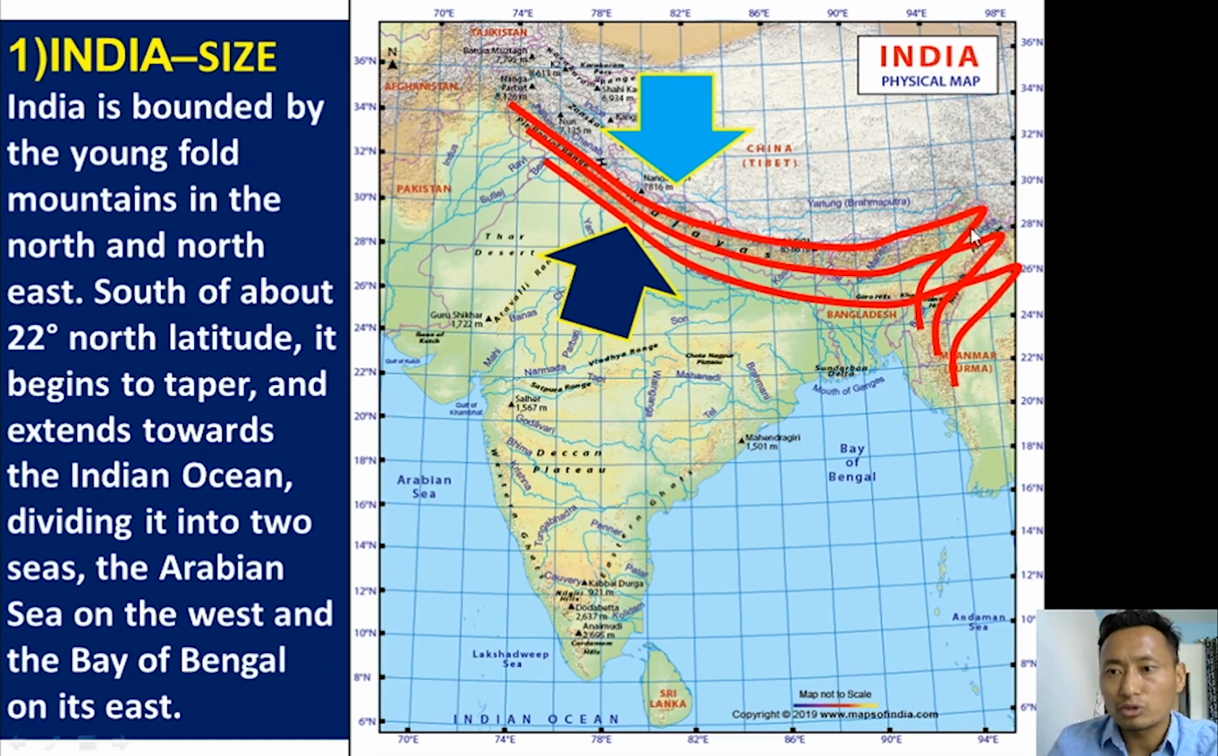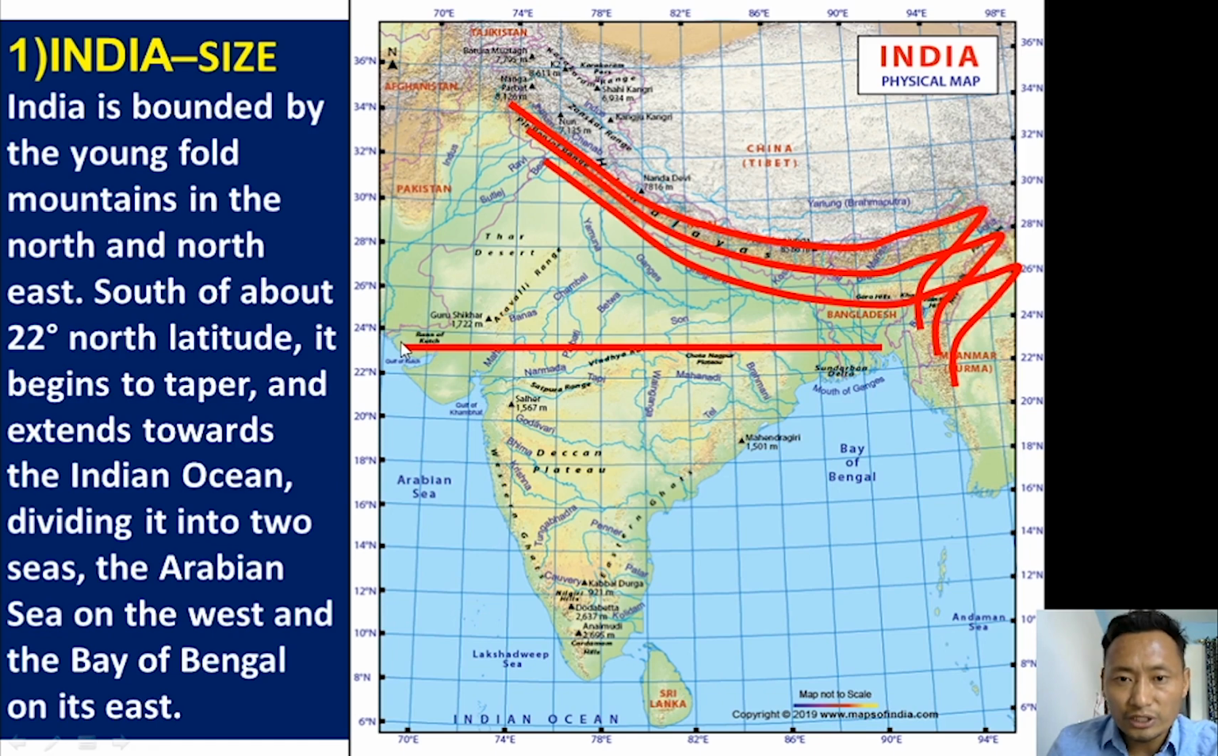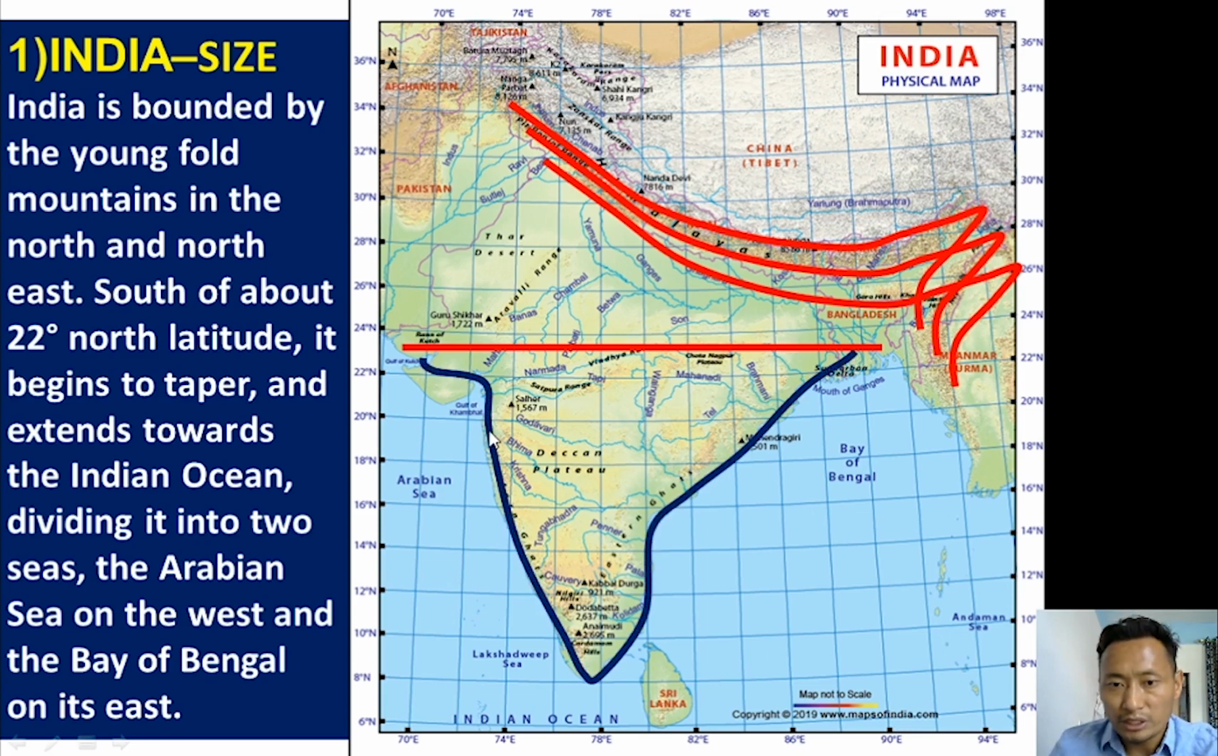So these mountains are also called fold mountains, since these two tectonic plates collide and the Himalayan mountains are formed because of folding of these two plates, in the north and northeast. South of about 22 degrees north latitude, this particular line shows the latitude, 22 degrees. From 22 degrees north latitude, India begins to taper. Taper means this shape: if we move from 22 degrees towards the south, it becomes narrower.